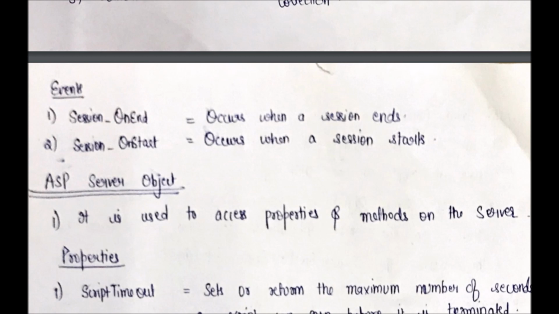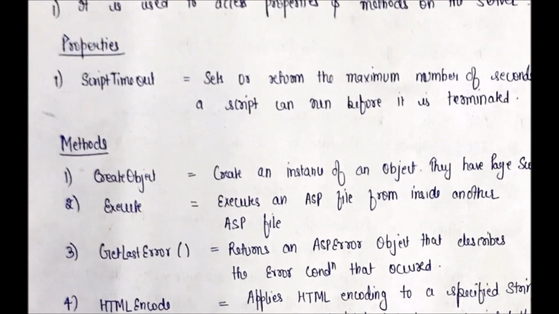Now we will be discussing the ASP server object. The server object provides access to the properties and methods on the server. We will be discussing the properties. The first is ScriptTimeout. It is used to set or return the maximum number of seconds a script can run before it is terminated. The ScriptTimeout property sets or returns the maximum amount of time that a script in the page can run before it is terminated, and by default the value is 90 seconds.